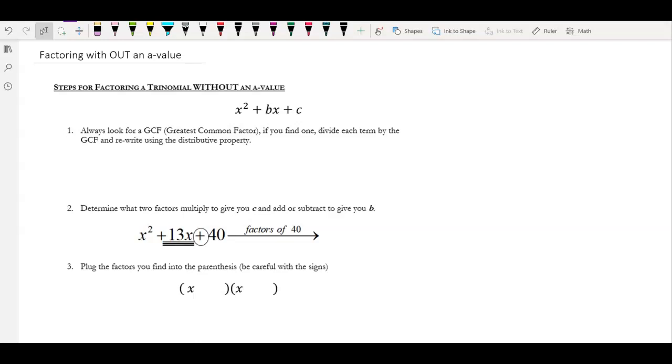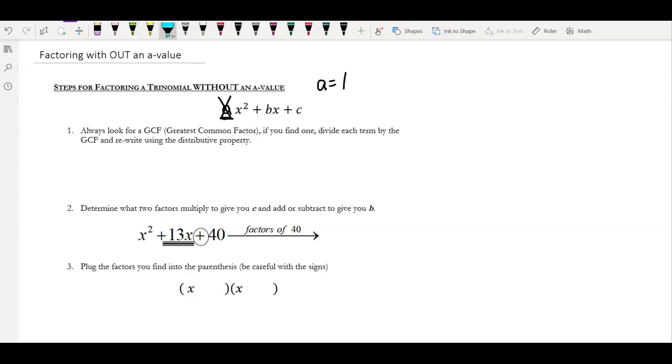Okay, what we're going to do in this section is learn how to factor a trinomial that does not have a number up front. That number is a, and for today's lesson there's not going to be a number there, or a is just 1, okay?